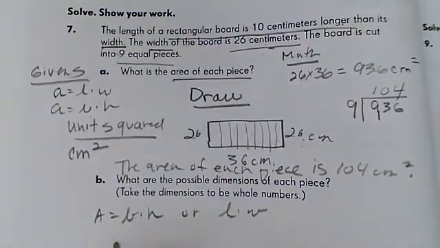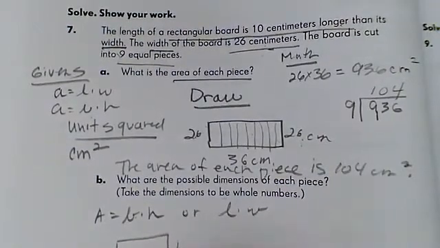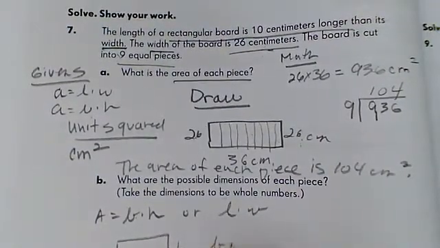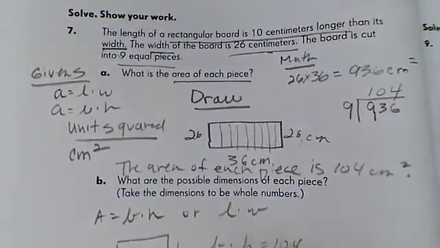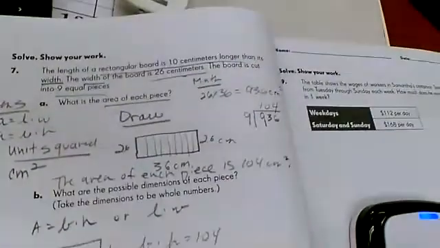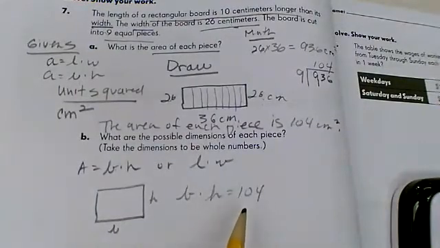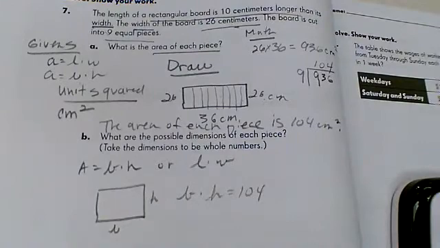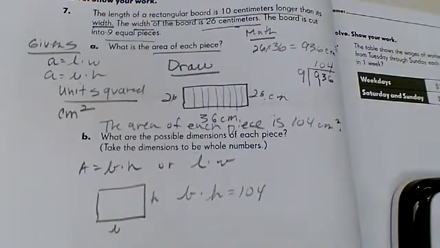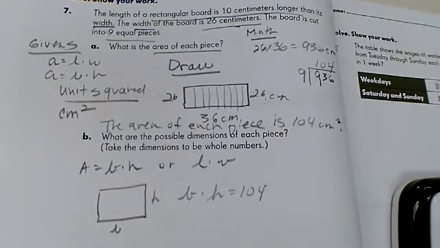Right? So I have to do a piece and I have to have my base times my height, so B times H equals 104. You have to do like guess and check what times what equals 104. And then there could be more than one right answer, right? So I want you to just think right now, they don't want decimals, they don't want fractions. What two whole numbers can you multiply to get 104?